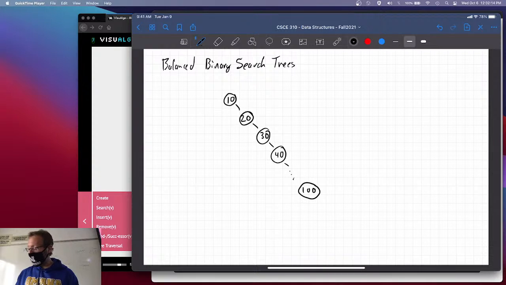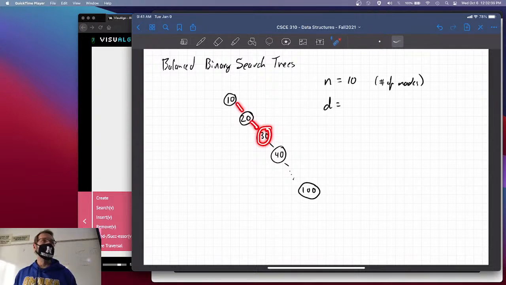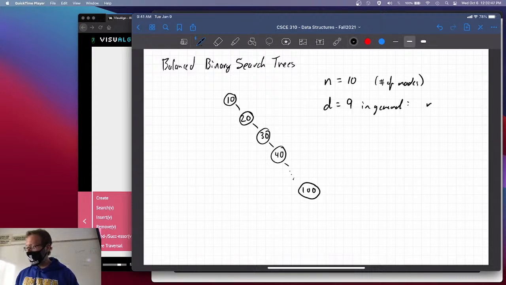What is the depth here? If I've got n equals 10, this is the number of nodes. At worst, what could the depth be here? Careful, remember what the depth is. So what is the depth of 30? It is the length of the unique path from the root down to the node. So 1, 2 for 30. And if I've got 10 nodes here, what would it end up being? 9, or in general, n minus 1, or simply just order n.